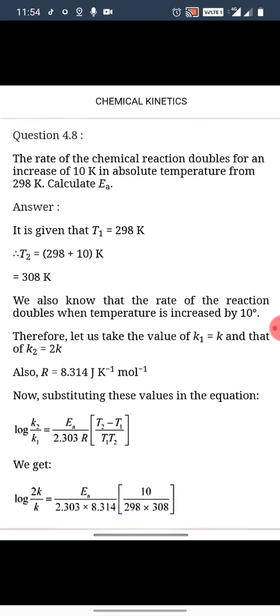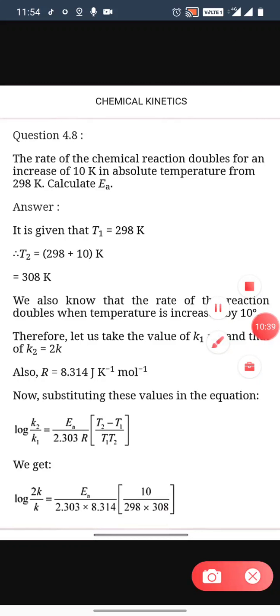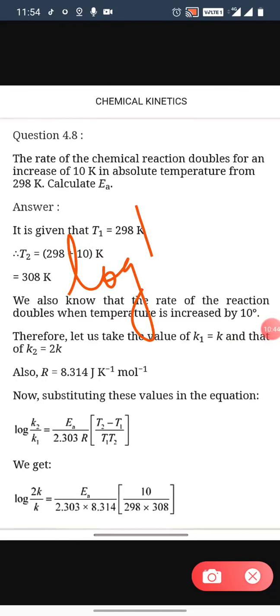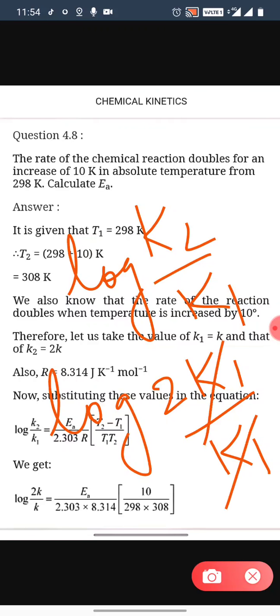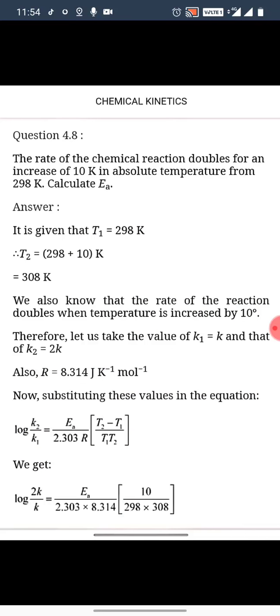How to find out log K2 upon K1? As you know, in the question it is mentioned that the rate of chemical reaction doubles for an increase of 10 Kelvin. So doubles means, when you write down the value of log K2 by K1, that means K2 is twice K1. That means you can write log 2K1 upon K1, because K2 is twice of K1. So this will get cancelled off. Finally, you will get the value as log 2. So this is what is used here.